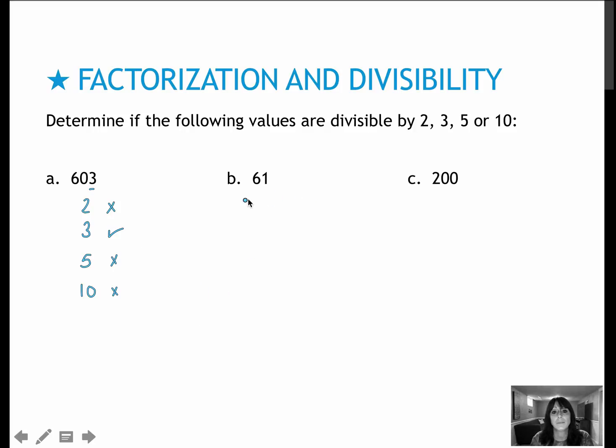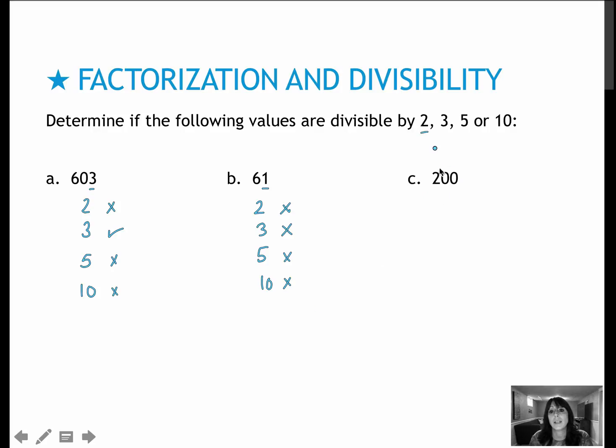For 61, it is not divisible by 2 because it is not even. It is not divisible by 3 because 6 plus 1 is 7, and 3 does not go into 7. It is not divisible by 5 because it does not end in a 0 or 5, and it is not divisible by 10 because it doesn't end in a 0. So this one had no factors that worked.